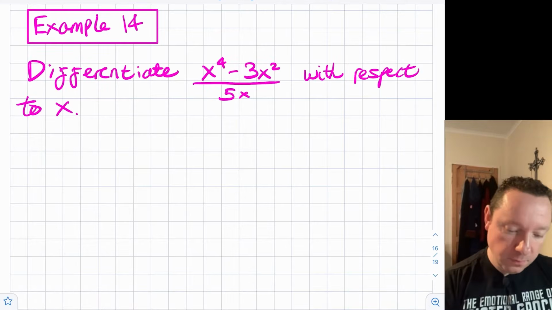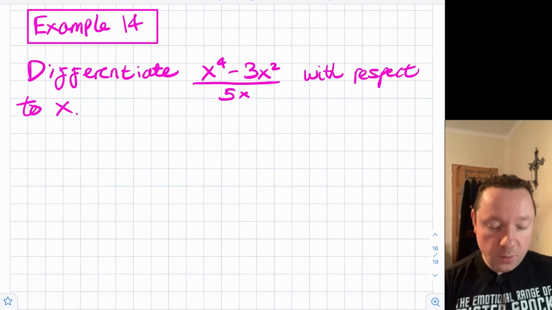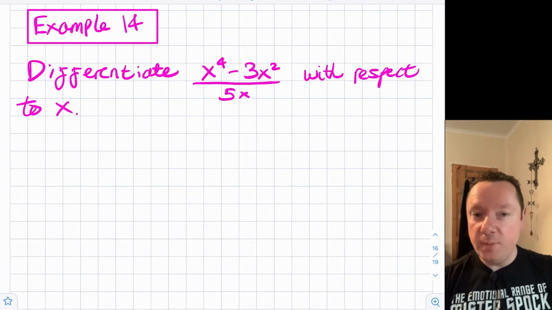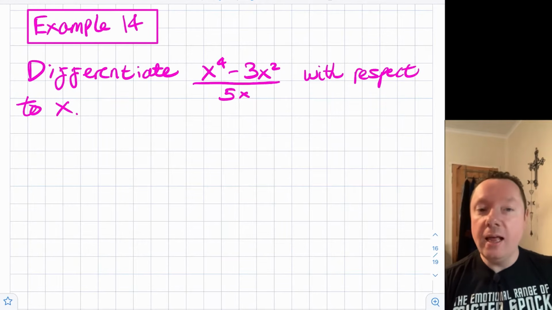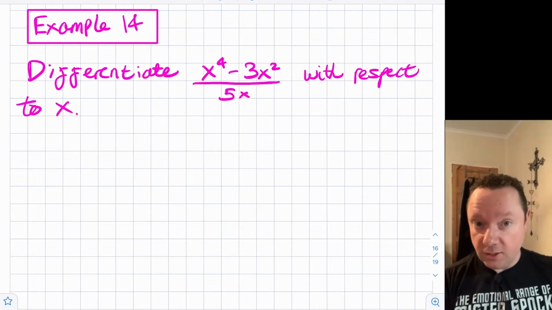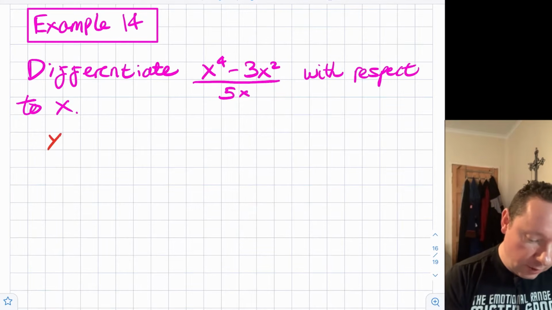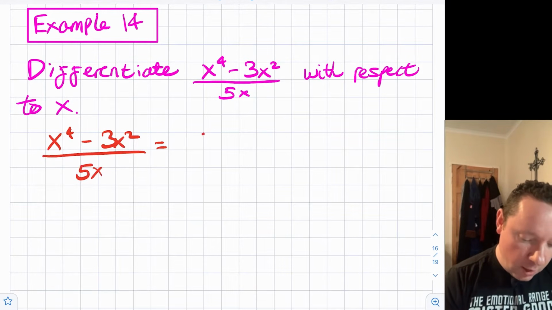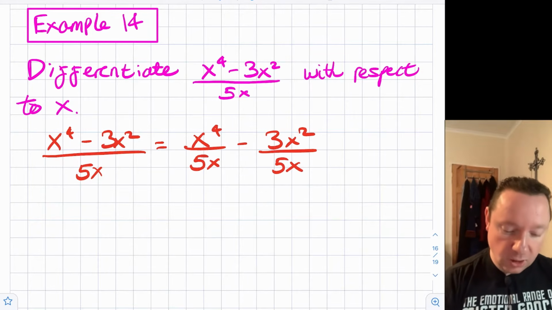Example 14. Well, now we reach the time where there's a single fraction. What can we do? You've got differentiate x to the 4 minus 3x squared all over 5x. When you've got a bunch of things on top of a fraction separated by a plus and a minus, as long as they're on the top, in the numerator, you can separate that into 2 separate fractions and then deal with them and simplify them separately. Can't do that if the denominator's things that are plus and minuses. That's not the same. Okay, so let's start off by saying that we've got x to the 4 minus 3x squared all over 5x. Well, that's going to equal x to the 4 over 5x minus 3x squared over 5x, and we can simplify those fractions.